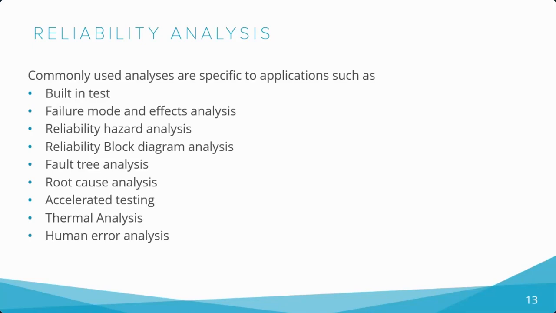Many tasks, techniques, and analyses are specific to particular industries and applications. Commonly, these include built-in test, failure mode and effect analysis, reliability hazard analysis, reliability block diagram analysis, fault tree analysis, root cause analysis, accelerated testing, thermal analysis, human error analysis. Results are presented during the system design review and logistics review. Reliability is just one requirement among many system design requirements. That's a lot of data I am putting forward. Let's summarize.